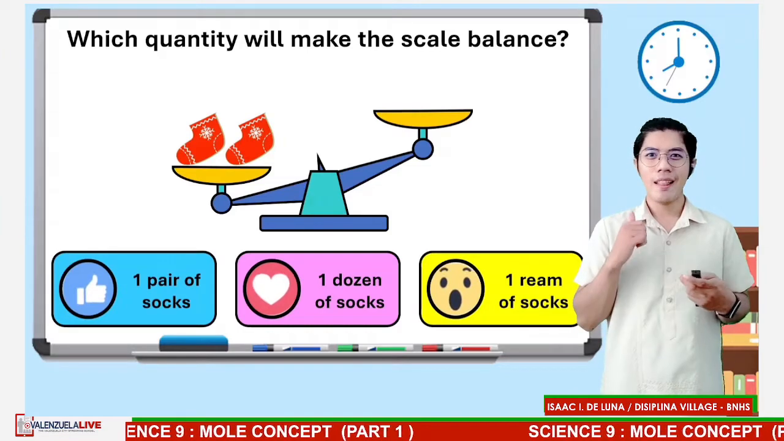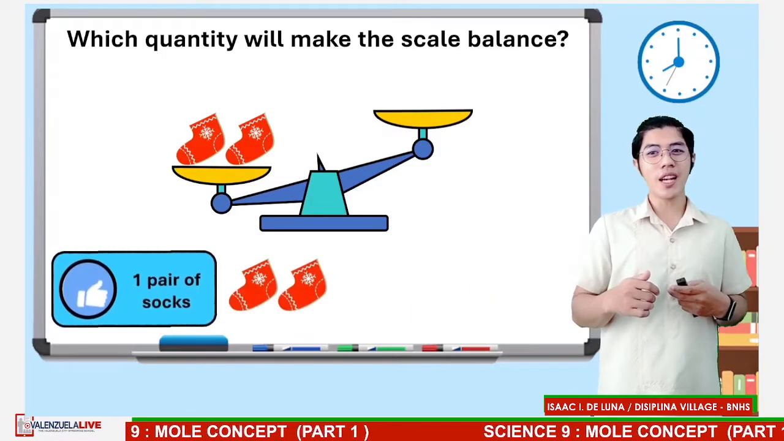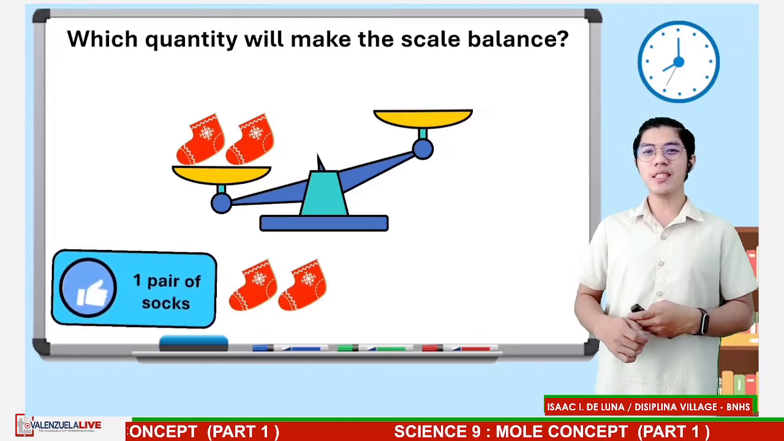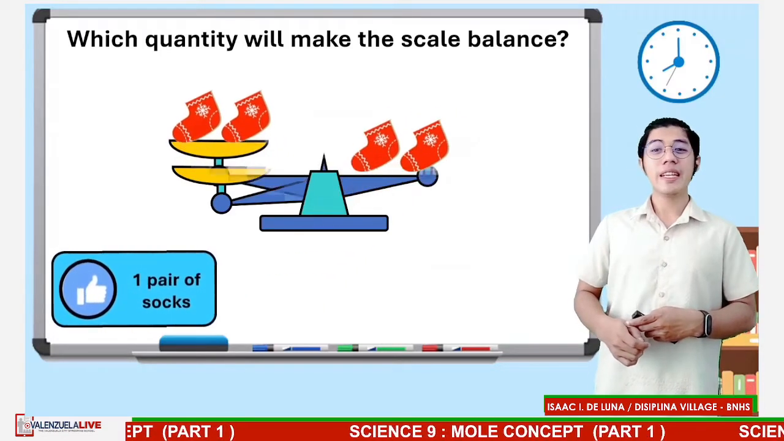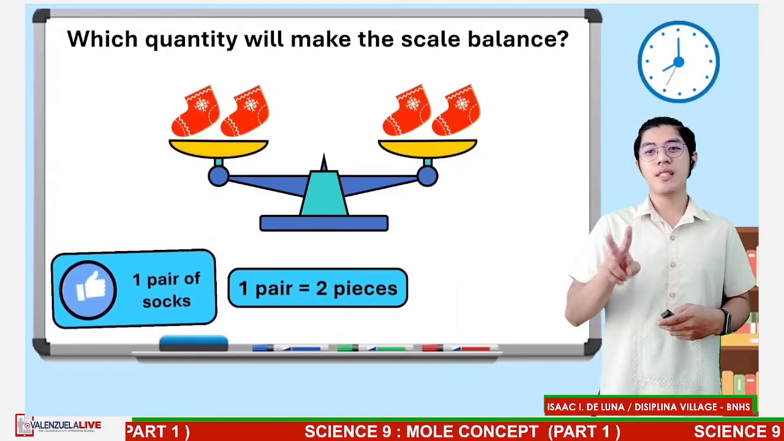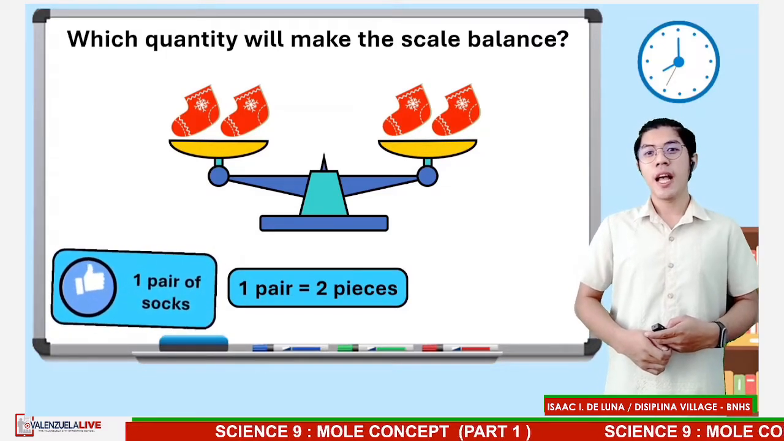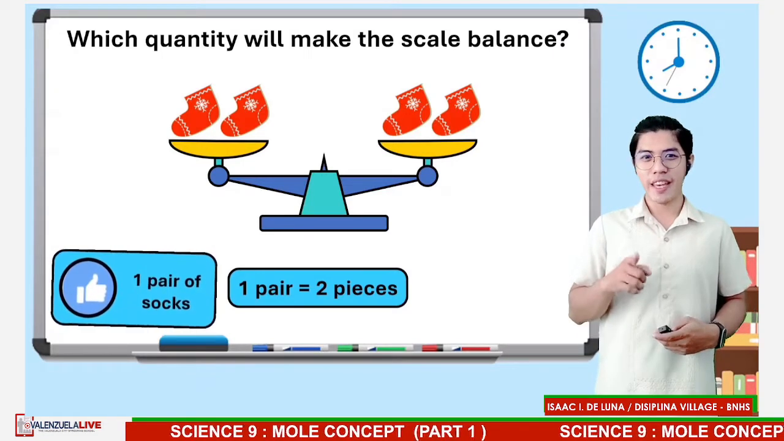If you chose 1 pair of socks, then you are definitely correct, since we know that 1 pair is equal to 2 pieces. That was a great start. Let's now continue to the next round.